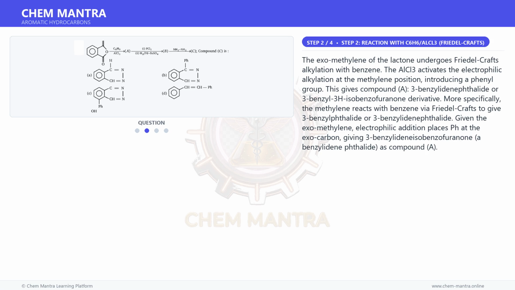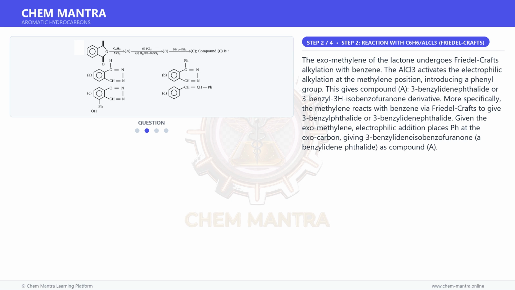The exomethylene of the lactone undergoes Friedel-Crafts alkylation with benzene. The AlCl3 activates the electrophilic alkylation at the methylene position, introducing a phenyl group. This gives compound A, a 3-benzylidenephthalide or 3-benzyl-3H-isobenzofuranone derivative. More specifically, the methylene reacts with benzene via Friedel-Crafts to give 3-benzylphthalide or 3-benzylidenephthalide.